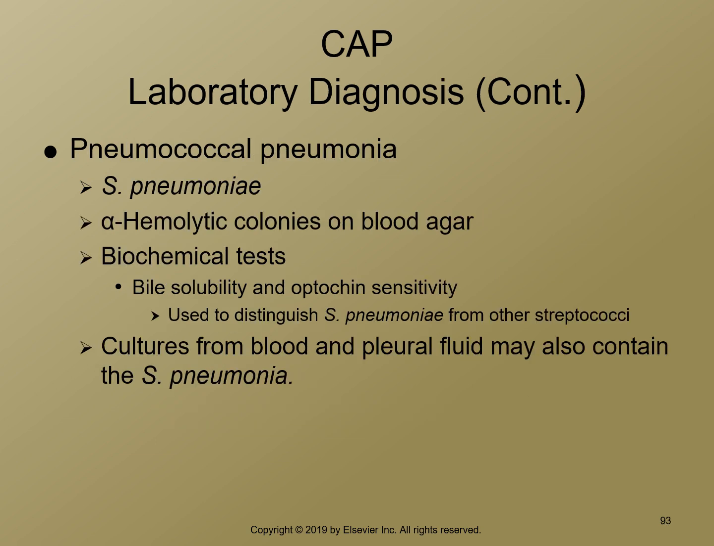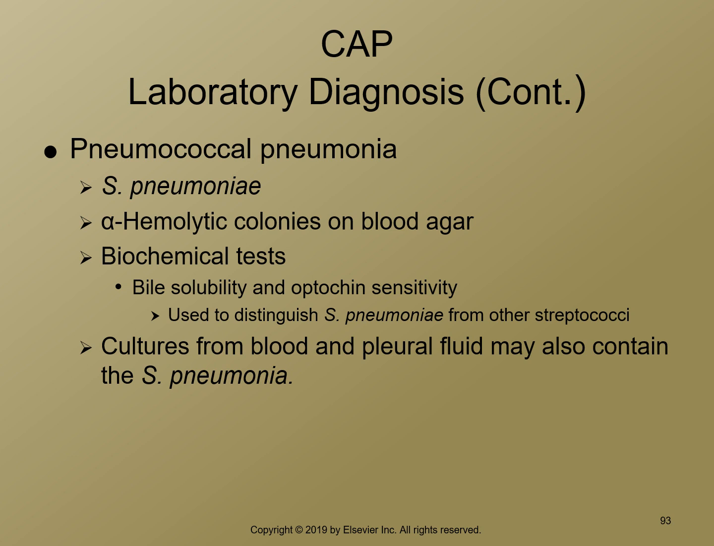Pneumococcal pneumonia caused by Streptococcus pneumoniae is a bacterial causative agent of community-acquired pneumonia of concern. Laboratory testing includes culture, in which alpha-hemolytic colonies are produced on blood agar. Biochemical tests such as bile solubility and optochin sensitivity can distinguish Streptococcus pneumoniae from other streptococci.